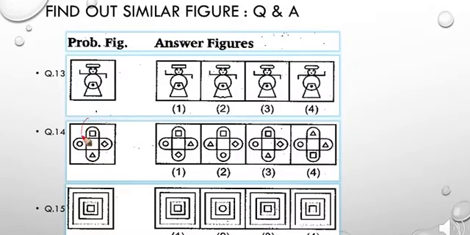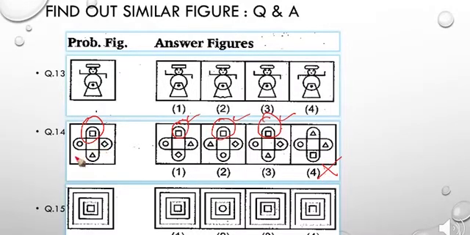So let's check whether this design is present in any of the answer figures. In option 1, this is there. So in the next option also this design is there at the top. In the next option 3, this design is there, but in fourth option this design is different, it is not there. Rather than a square, they have given a triangle, so option 4 cannot be the answer.